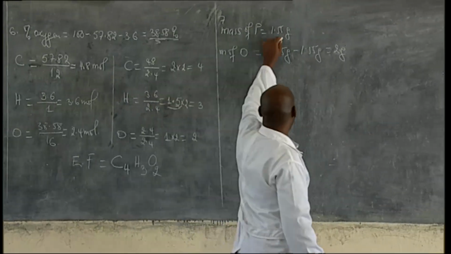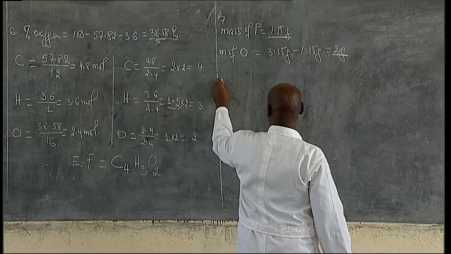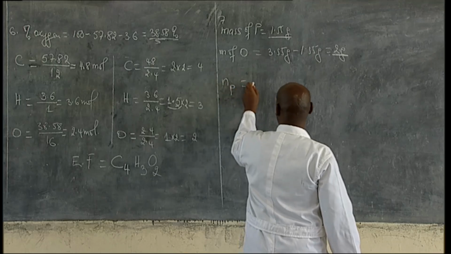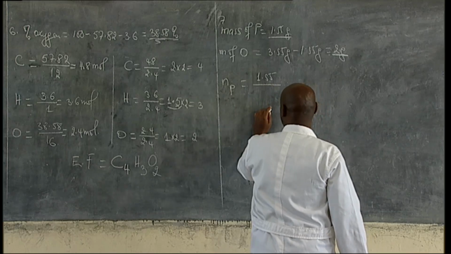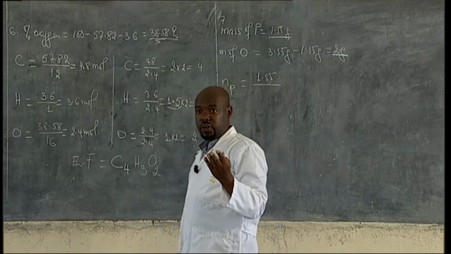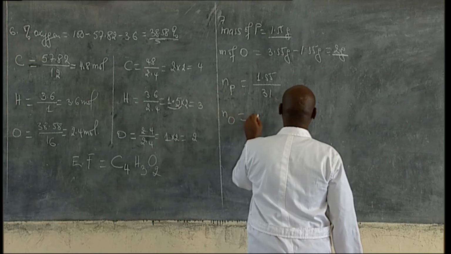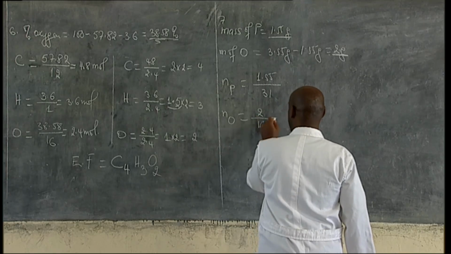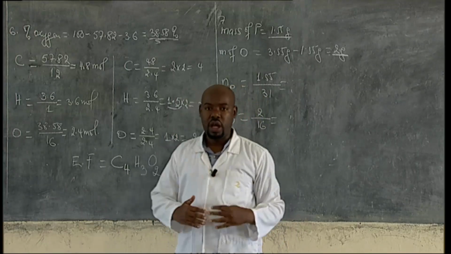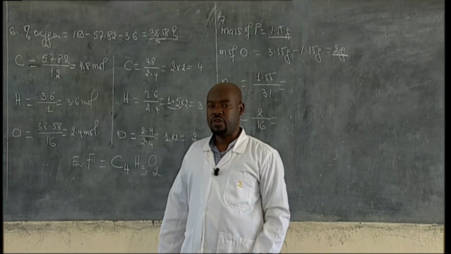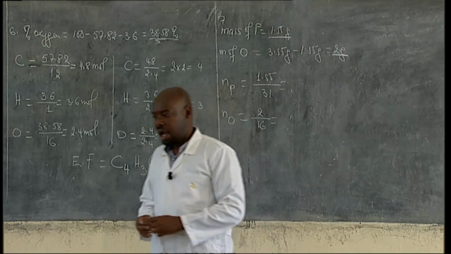Now that we have the mass of phosphorus and mass of oxygen, you can do what? You can find the number of moles for phosphorus that will be given by 1.55 over molar mass of phosphorus. Do we have the molar mass of phosphorus there? It's that one. You can find the number of moles of oxygen, that is 2 over 16. And then with number of moles, you can divide with the smaller number of moles to get the empirical formula. So that is how we can work this out.